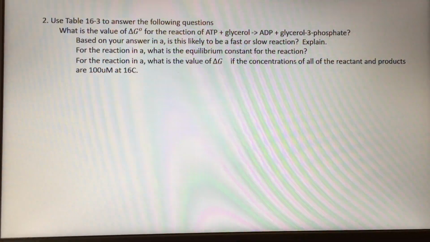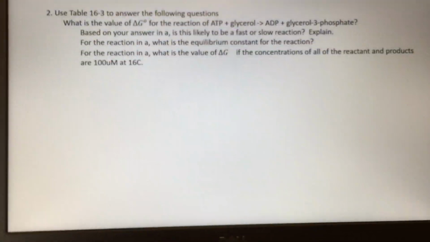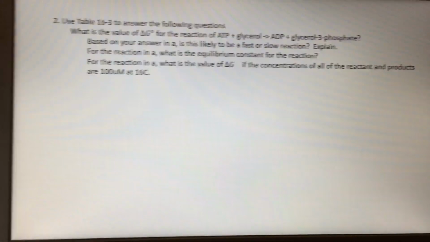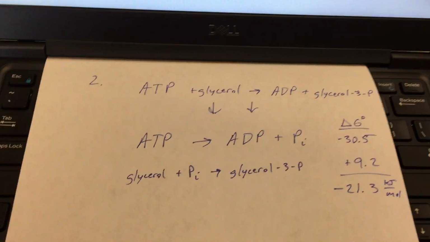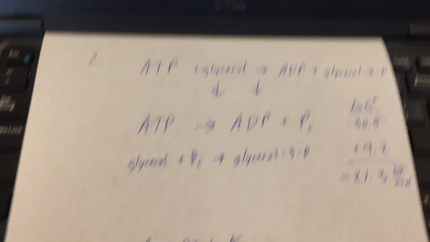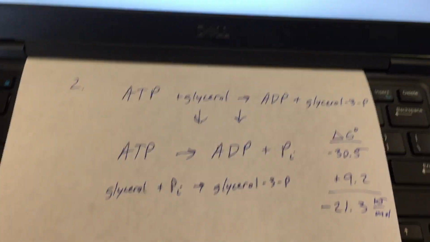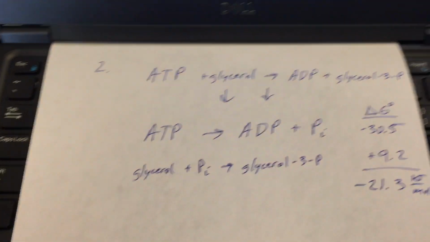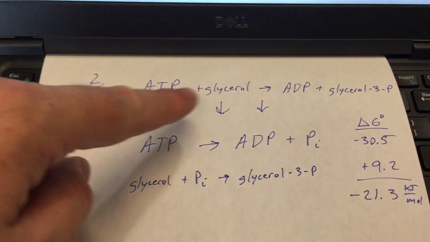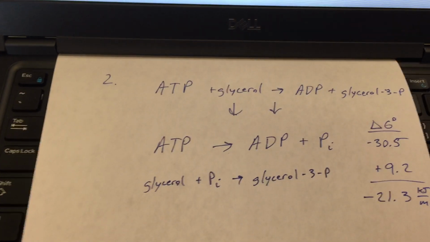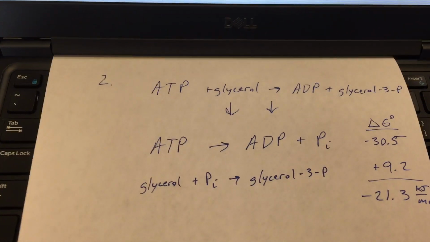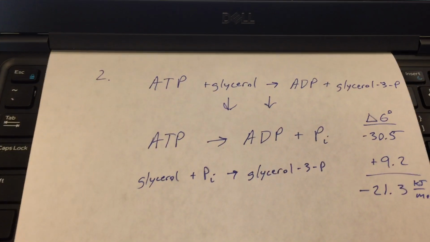All right, so how do we figure out the value of delta G0 for a reaction? Well, in that table, basically we have a bunch of energies of hydrolysis. So we're going to use those to calculate the delta G0 value for this complete reaction. So our net reaction is ATP plus glycerol, giving us ADP plus glycerol 3-phosphate. So we want to break this combined reaction down into 2 different hydrolysis reactions.